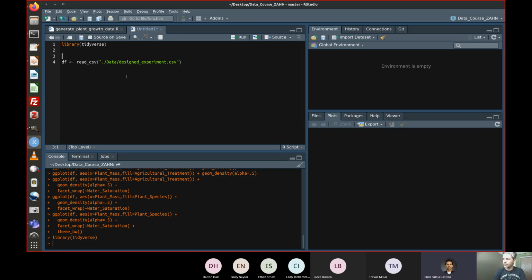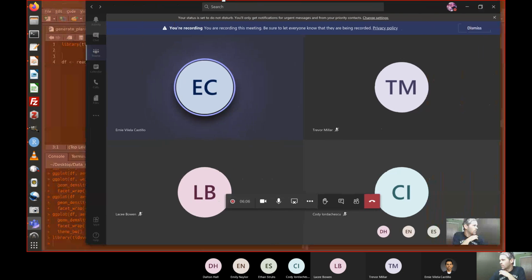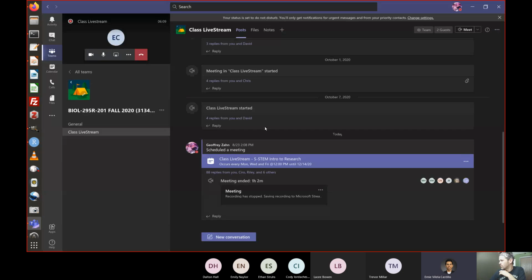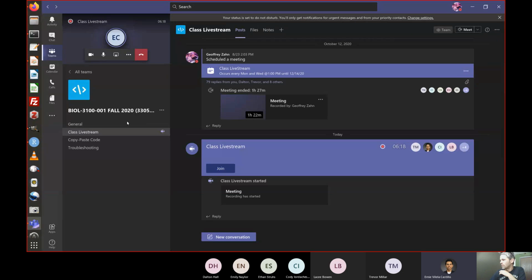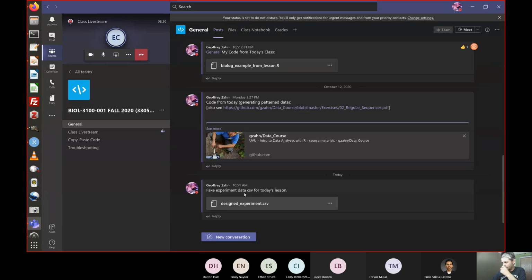Do you have the file up in your repository? No, the file, I just stuck it on Teams. Okay. So if you go to Teams, it's in general, right there, fake experiment data. Okay, cool.